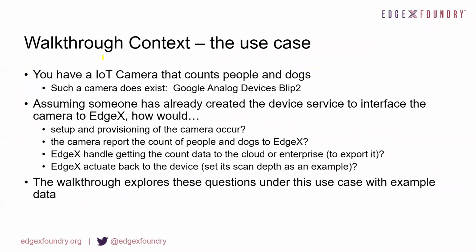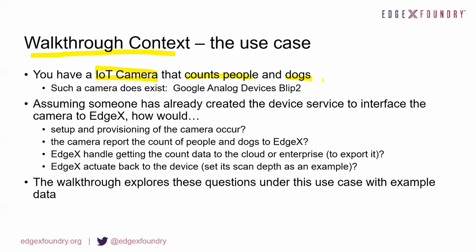Some context now about the actual walkthrough. As I mentioned, we're going to play the part here of an IoT camera. In other words, we're going to set up through EdgeX a new device, an IoT camera device, and it's going to be one that actually counts people and dogs. In other words, it takes a picture, say, for example, of a street corner, and detects the number of people or humans and the number of canines in that image.